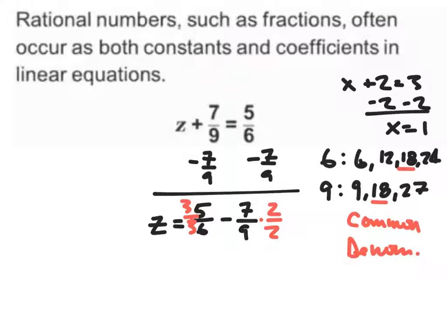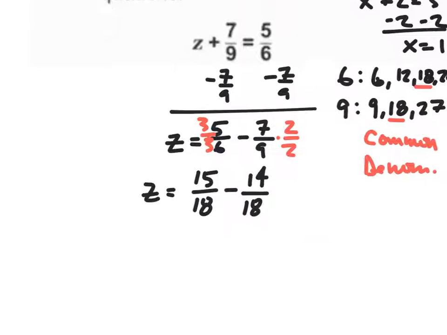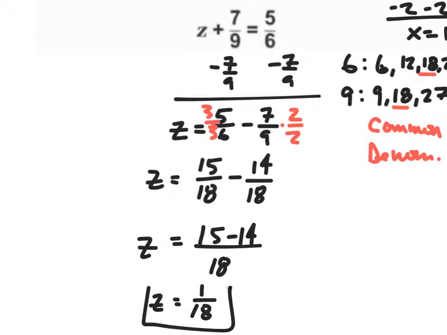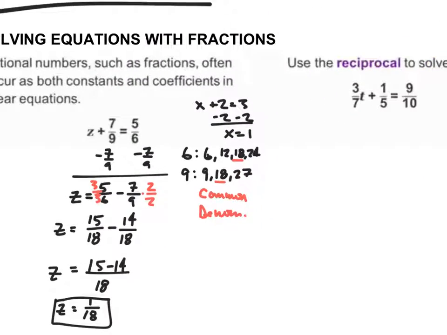So I'm going to get z is equal to, now 3 times 5 is 15, 3 times 6 is 18, minus 7 times 2 is 14, over 9 times 2, which is 18. Now, because I have a common denominator, I can just write this all over a common denominator. So 15 minus 14 all over 18 is going to give me 1 over 18. And that's my answer. And that's what we're doing, okay? And so that's all I've got, all right?